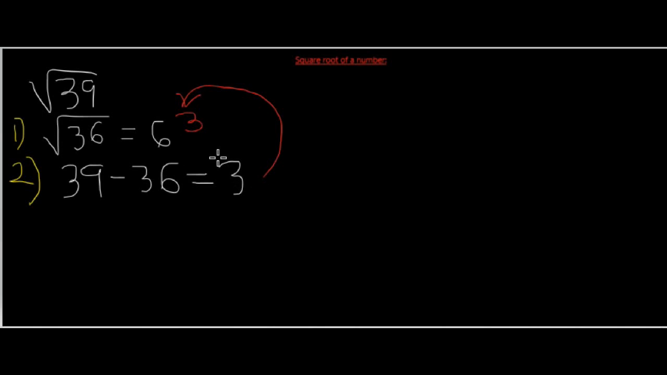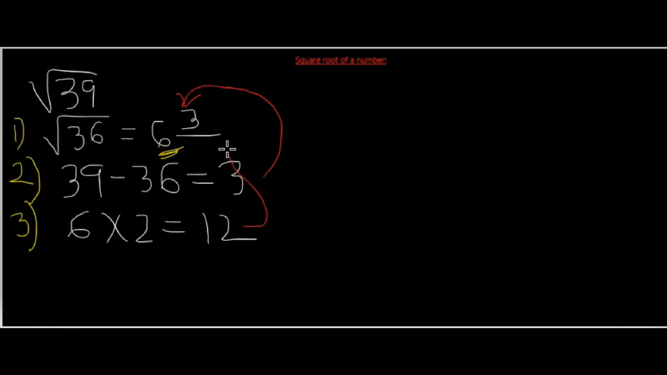Let me use a different color. Yes. And coming on to the third and last step, we need to calculate twice of this number, which will be 6 into 2. So 6 into 2 is 12, and we are going to write it in the denominator part, something like this.